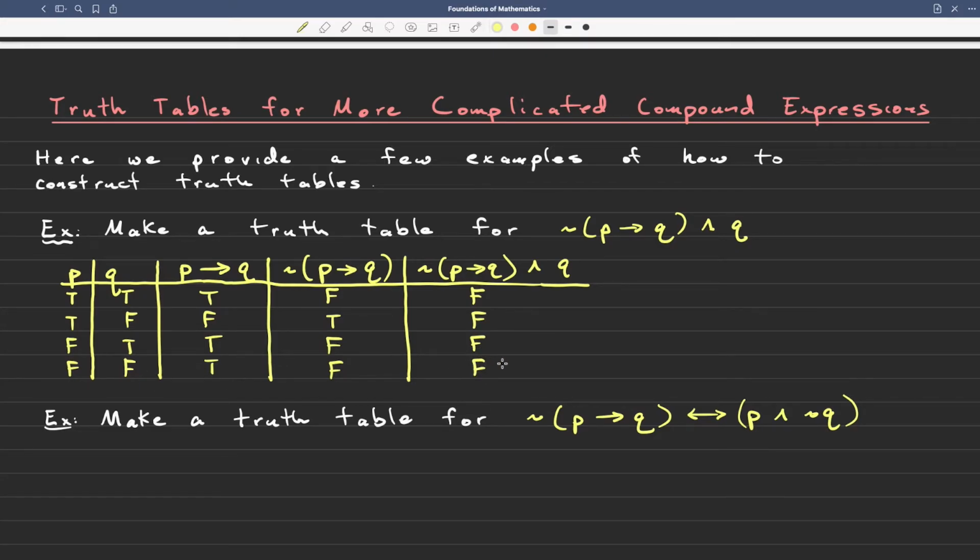So it turns out that this expression, not P implies Q and Q, is always false. It doesn't matter what the truth values of P and Q are. That expression is just always dead wrong. That's an example of what's called a contradiction.